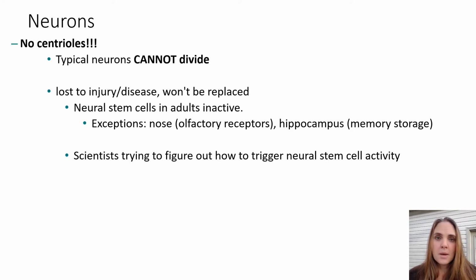We do have neural stem cells that are present in adults, but unfortunately they are inactive. So we have stem cells there that could potentially divide and make more neurons, but they are not active in adults. There are some exceptions to this. The olfactory receptors in our nose and neurons in our hippocampus, which is involved in memory storage. We do have some active neural stem cells there. And scientists are currently trying to figure out how to trigger neural stem cell activity, and that would be used to aid in brain injury treatment. If we could figure out how to do that, it would be great.